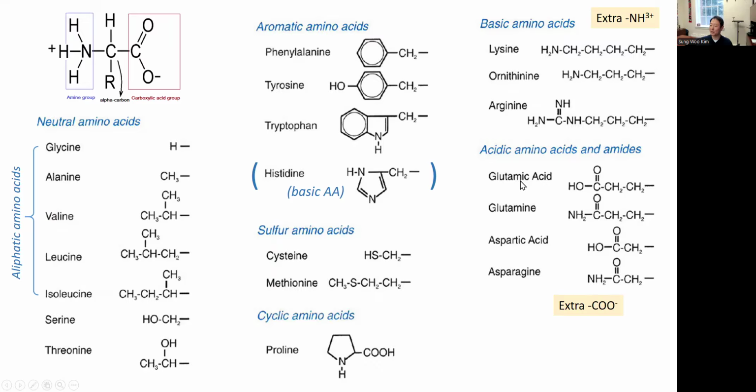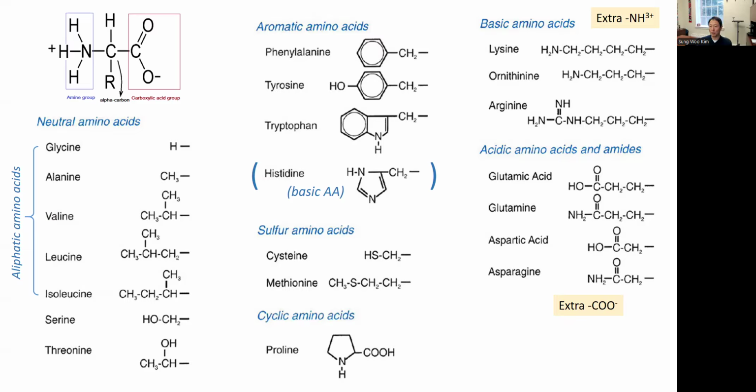When glutamic acid and aspartic acid have a nitrogen attached to the carboxyl group on their R groups, they become the amides, and we call them glutamine and asparagine. Okay? So glutamic acid becomes converted to glutamine, and aspartic acid is converted to asparagine. Right? So all this together is a little more than 20, but these are the amino acids that we will be talking about in this semester. And please remember their properties or characteristics.